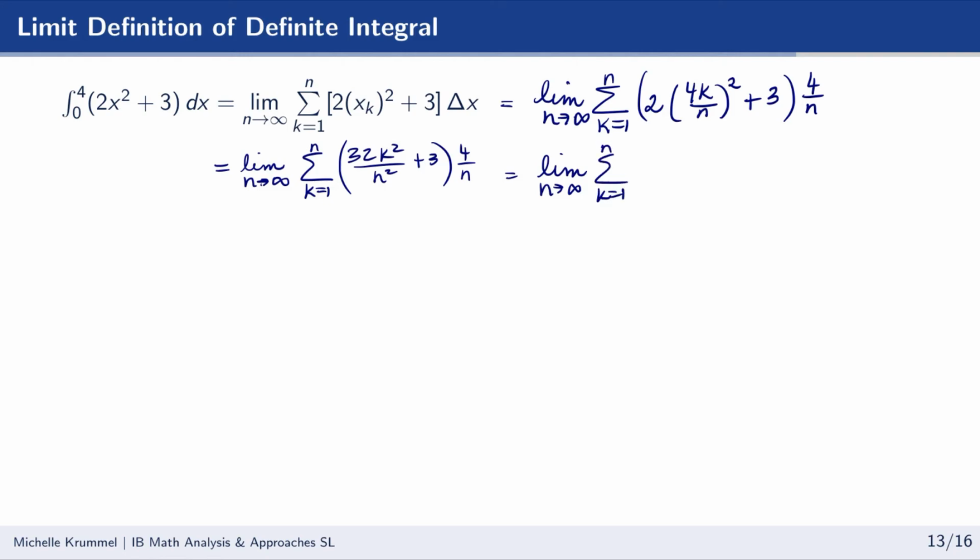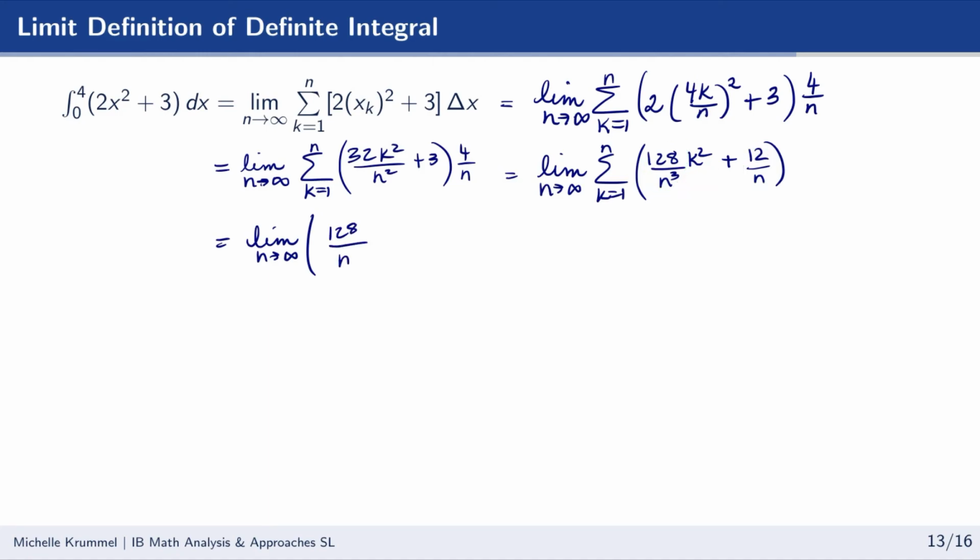So 32 times 4, 128, over n cubed times k squared plus 12 over n. So let's separate this into two summations. At the same time, I'm going to go ahead and factor out the constant multiples. So this is a constant multiple, this is a constant multiple.